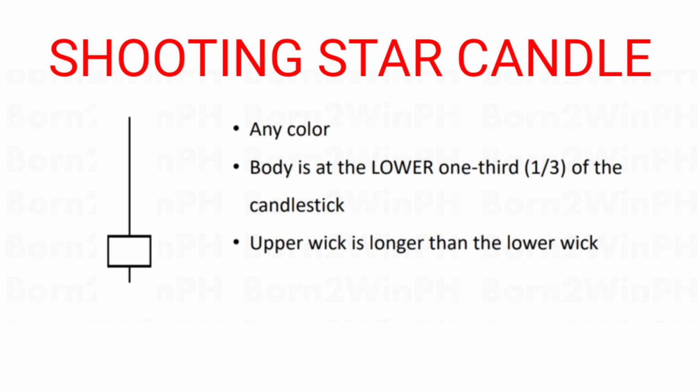The long wick line on the top of the candlestick body indicates that the sellers are more in control of the market. They are stronger than the buyers. The shooting star can also be a bearish candle or a bullish candlestick, similar to the hammer candlestick. So set aside the color of the candle.